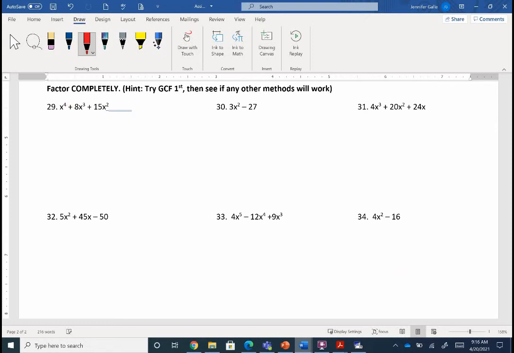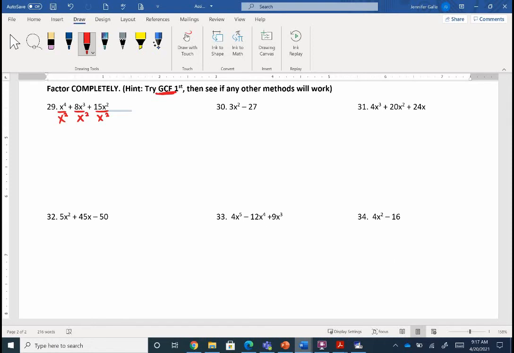So that's where trying the GCF first comes into play. I look at the number pieces. I've got a 1 in front of x to the 4th, and I have an 8 and a 15. There's nothing common with the numbers. But as I look at the variables, I notice that there's an x in all of them. Now, more importantly, though, not just an x, but x squared. Yeah, x to the second.